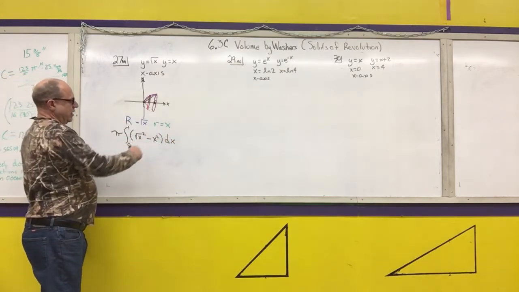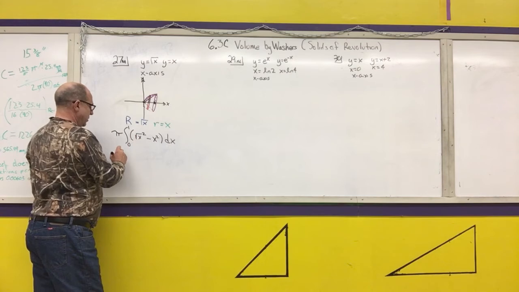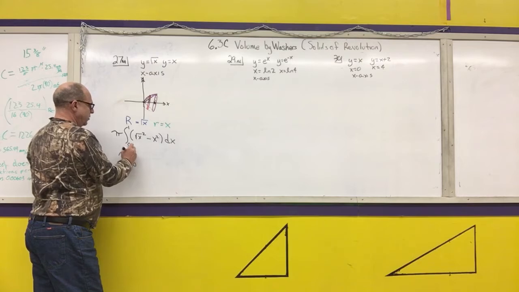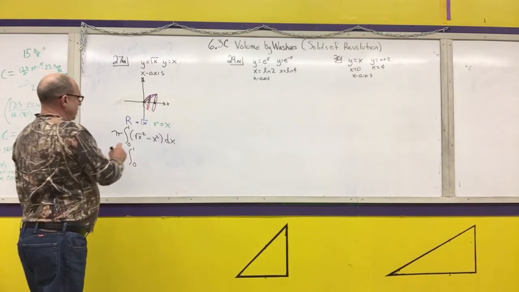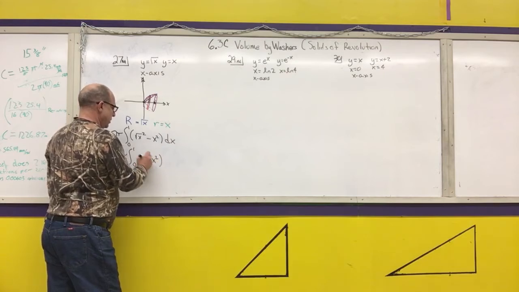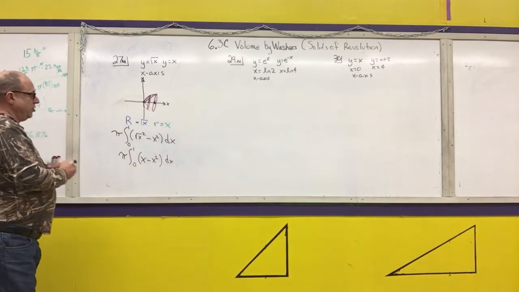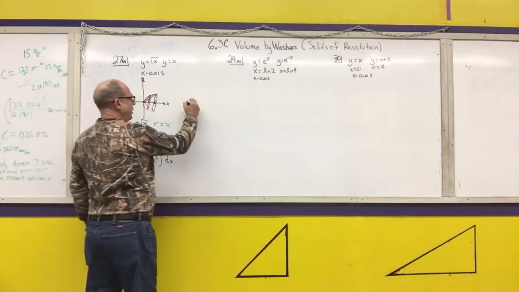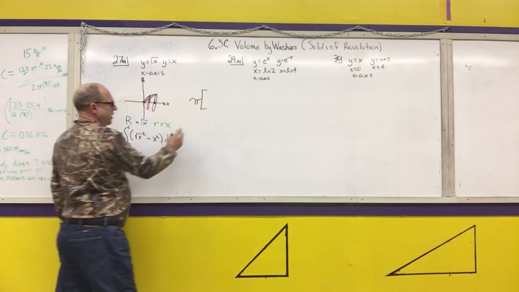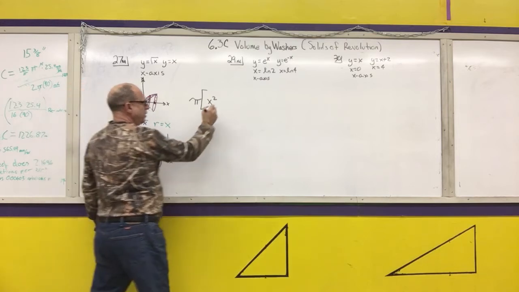Before I anti-differentiate, I am going to simplify this. So it's pi times the integral from 0 to 1 of x minus x squared dx. Okay, now I want to anti-differentiate. So the pi comes along for the ride. The antiderivative of x is x squared over 2. The antiderivative of x squared would be x cubed over 3.